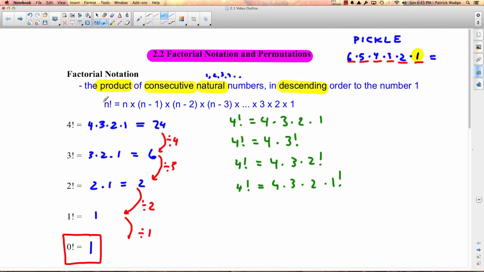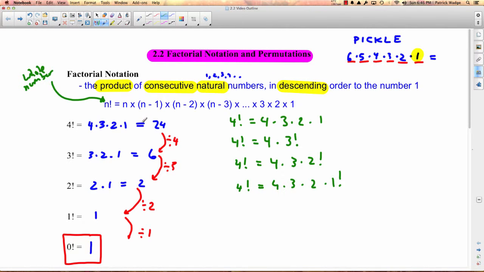And as I was just alluding to, n can't be any number. N has to be a whole number. So remember, whole numbers start at 0. So it could be 0 factorial. What's that equal? 0 factorial is 1. We already did that down here. Hopefully remember that. It could be 1, 2, 3, 4, 5.